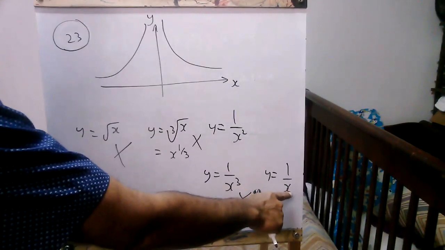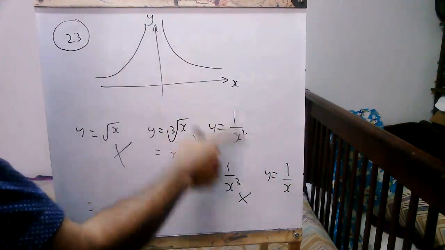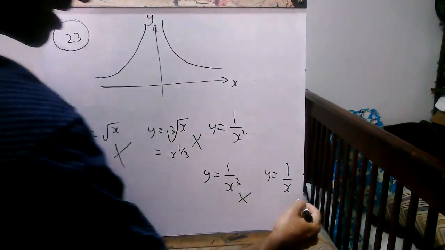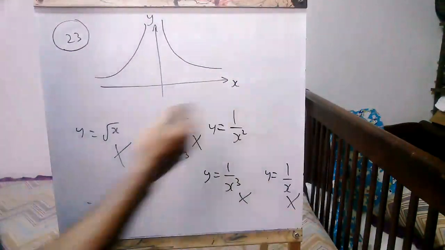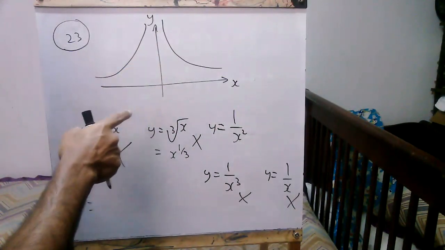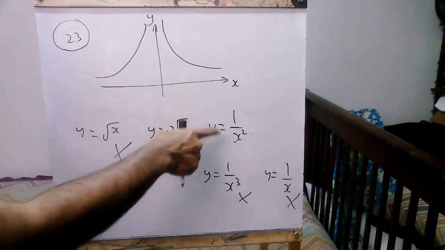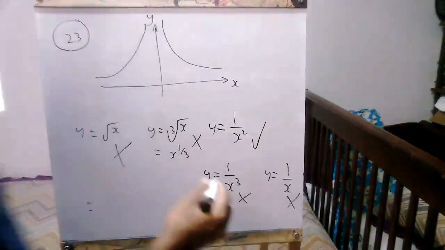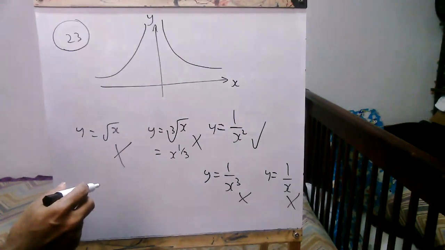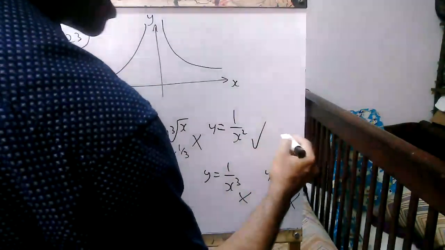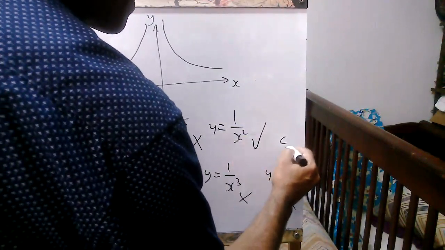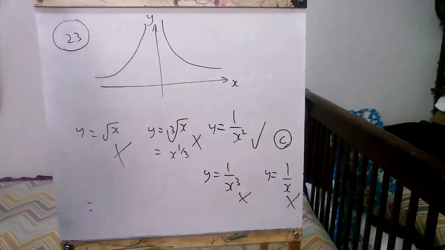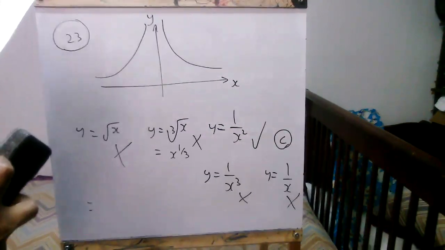1/x, same thing. 1/2, positive number. 1/-2, negative number. Therefore this is out. Therefore we don't have to worry about substituting numbers. Clearly we see this is the only right answer, which is answer choice C. Right? That is 23.